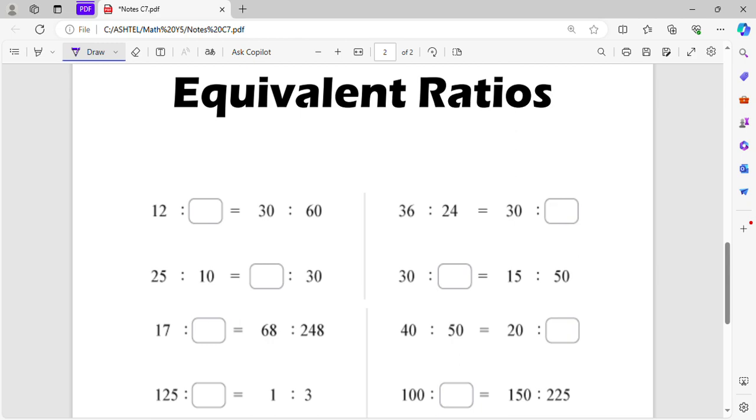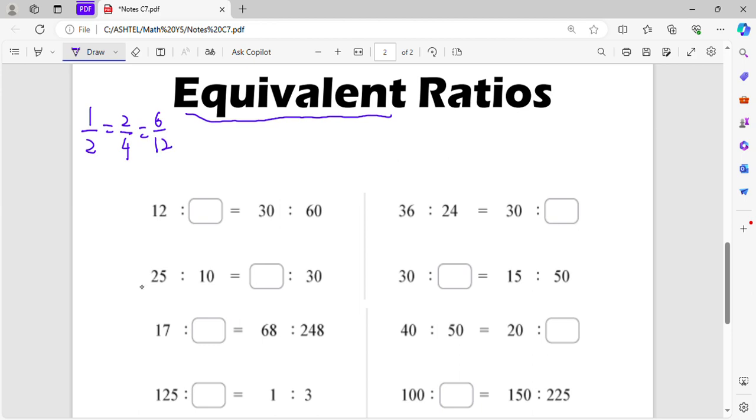So now let's look at equivalent ratios. It is about ratios, but now it's equivalent ratios. Okay, do you remember what equivalent means? Equivalent is like the equivalent fractions. Remember, if we have 1 over 2, it is also equivalent to 2 over 4. It is also equivalent to 6 over 12.